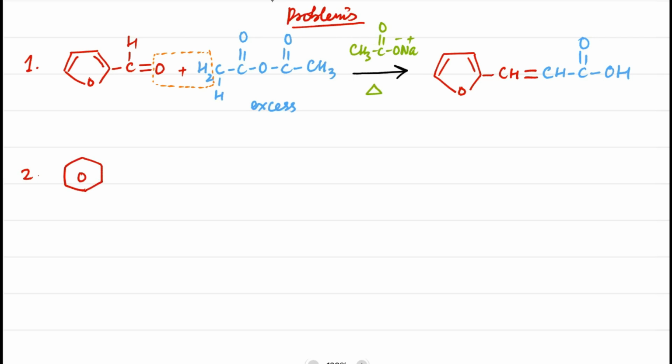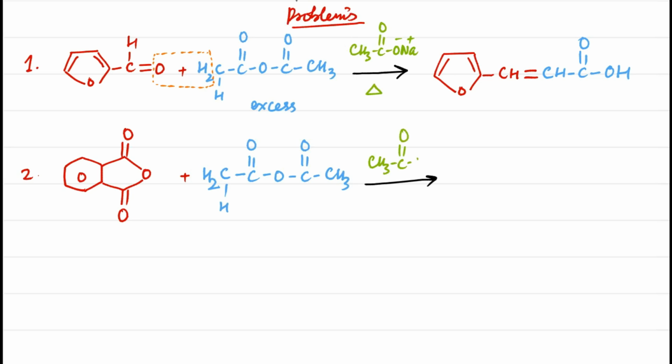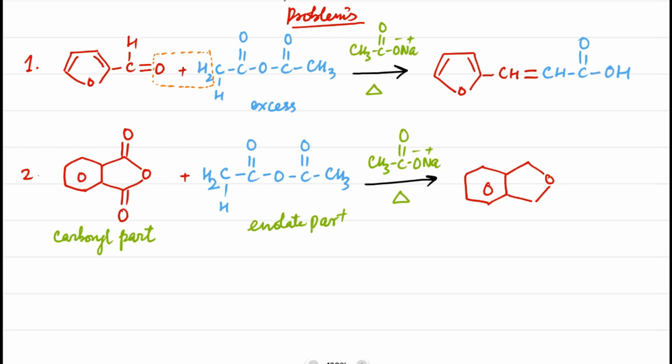In the second case, phthalic anhydride is reacted with acetic anhydride in the presence of basic salt of acetic acid and is subjected to heating. The acetic anhydride, as usual, acts as enolate part and phthalic anhydride acts as carbonyl part. The product can be easily written like this. Again, red part comes from phthalic anhydride, and blue part from acetic anhydride.